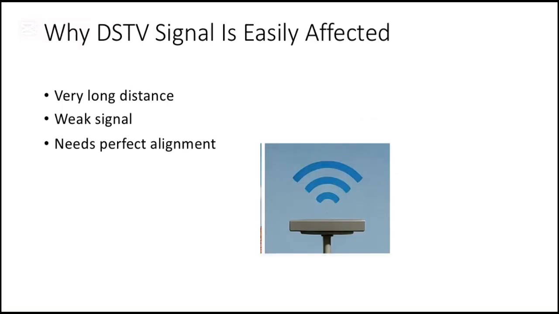This entire system depends heavily on signal quality, and this is where most problems begin. Satellite signals are extremely weak by the time they reach your home. They travel tens of thousands of kilometers before reaching your dish. Because of this, even small disturbances can affect them. A slight movement of the dish, a loose connector, water inside a cable, heavy clouds, or weak alignment, any of these can cause problems. This is why DSTV systems must be installed accurately.